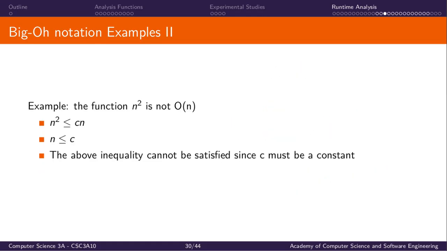So we could do this for many other examples. Here, though, we find one that we can't prove. So example: is the function n squared big O of n? And the assertion is that no, it's not big O of n. If we were to try and disprove this, can we find a c such that n squared will always be less than or equal to c times n?